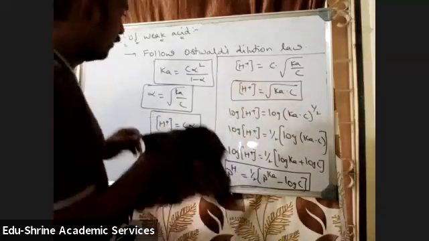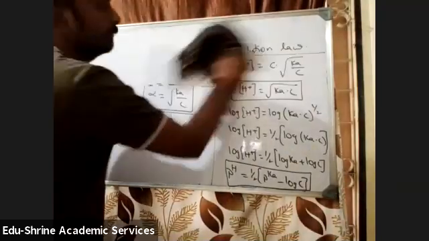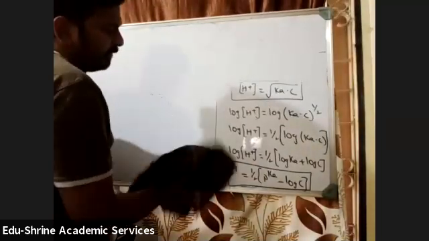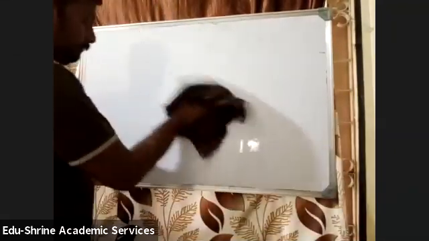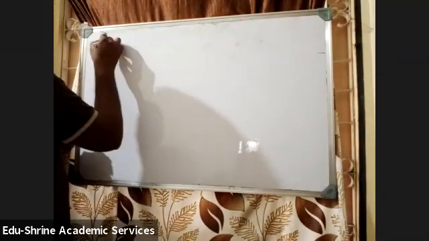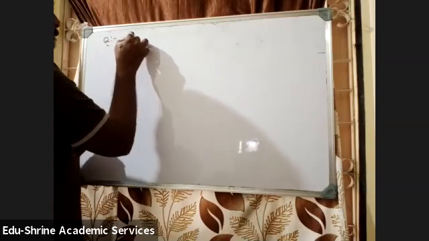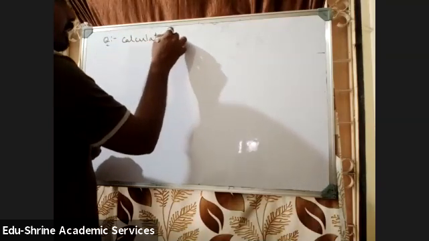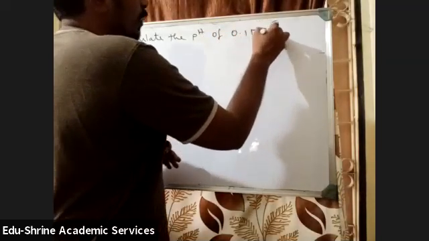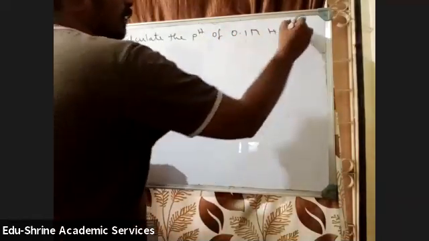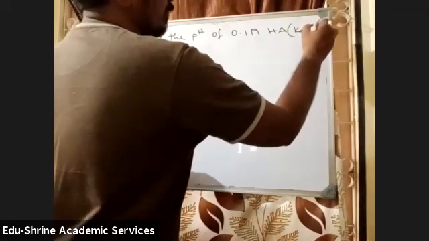Okay, now. So now we write down a question. So very simple questions we will get. Calculate the pH of 0.1 molar HA whose Ka value is 10 power minus 5.